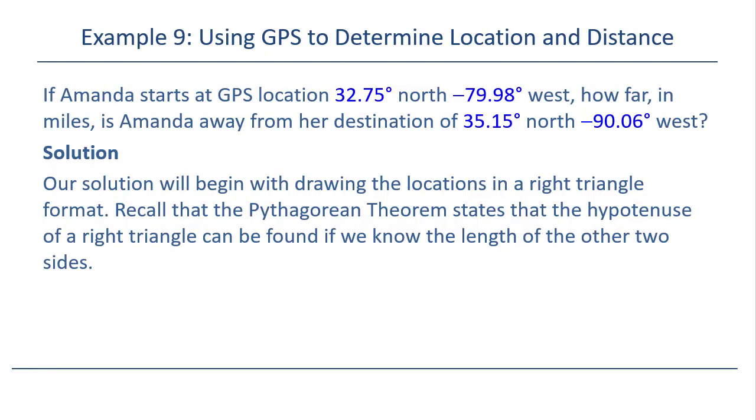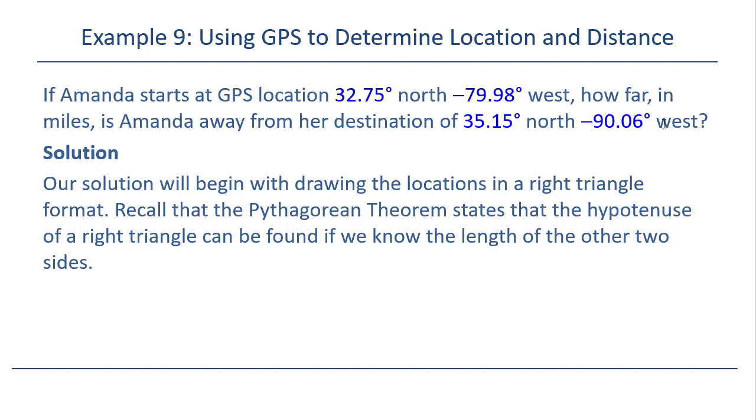For example, if Amanda starts at a GPS location of 32.7 degrees north and negative 79.9 degrees west, how far in miles is Amanda away from her destination of 35.15 degrees north and negative 90.06 degrees west? Now, what do we always do when we're trying to figure out geometric questions? We always want to draw ourselves a picture.